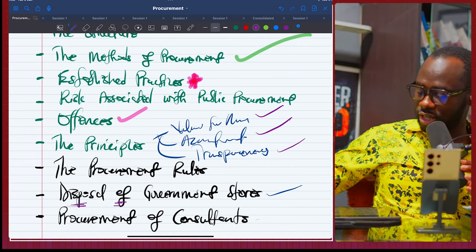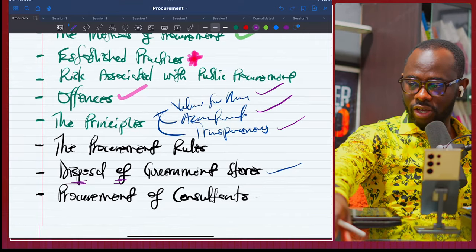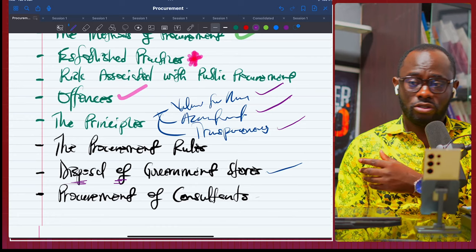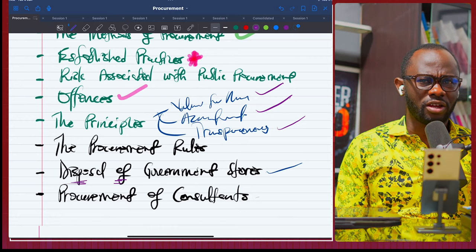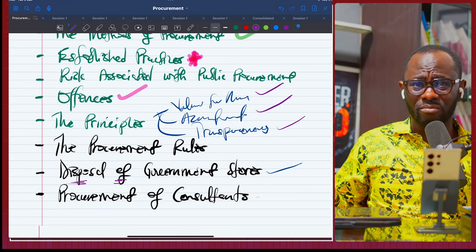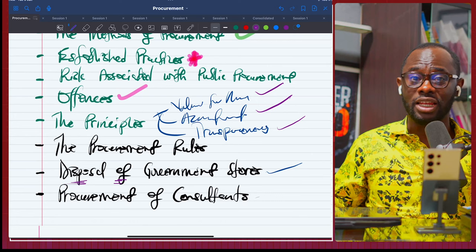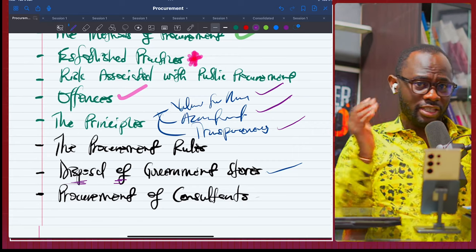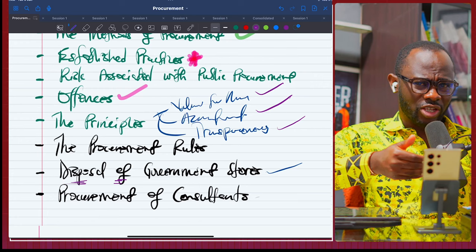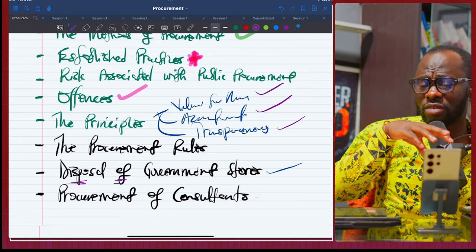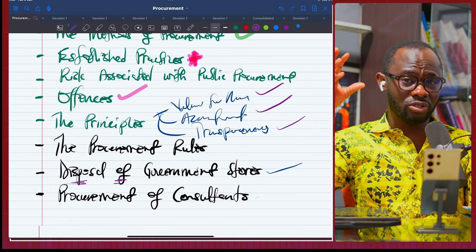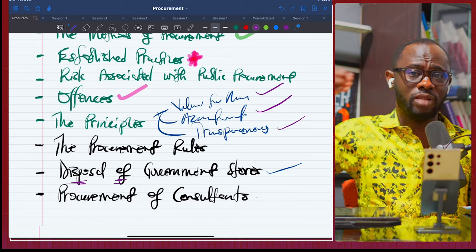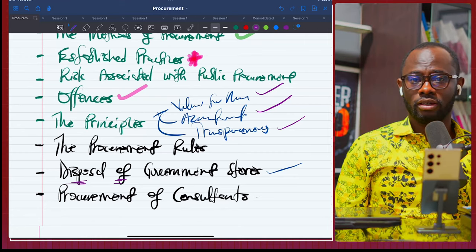Those are the same principles under, how do we call it, public-private partnership arrangement. So if the examiner asks you to explain the guiding principles of public-private partnership arrangement: value for money, accountability, transparency, ability to pay, local content. And so these three are the same in public procurement. You just have to know how to contextualize the explanation in public procurement. And if the examiner asks you the principles or guiding rules of public-private partnership, the same principles can be mentioned, and then you explain them in the context of public-private partnership arrangement.